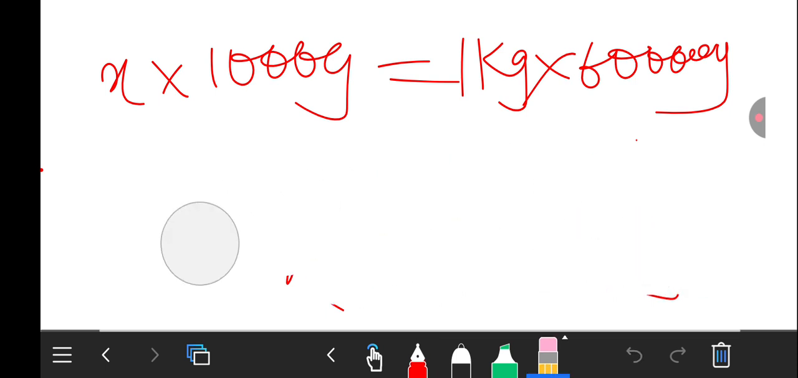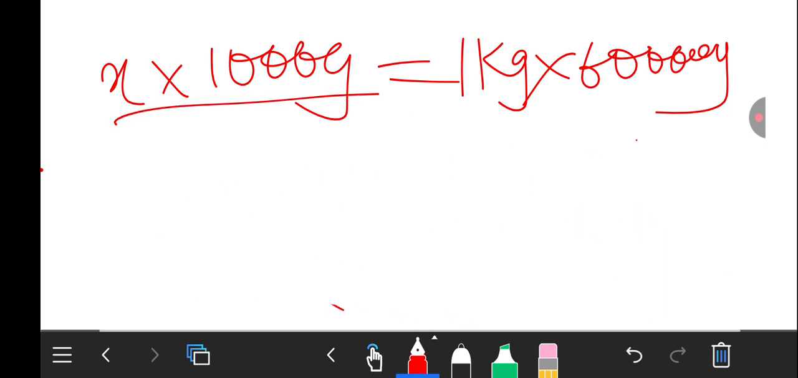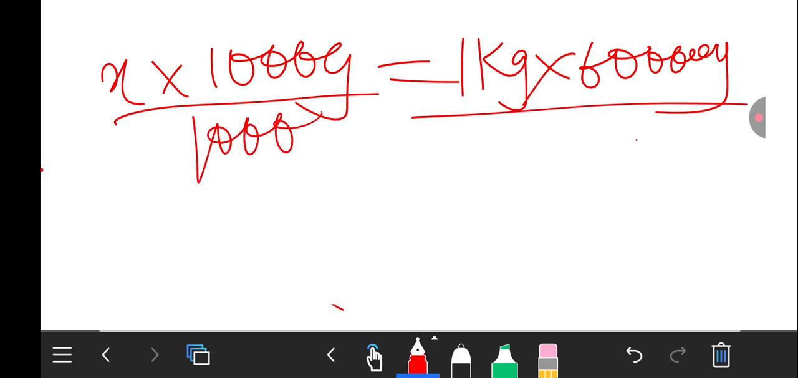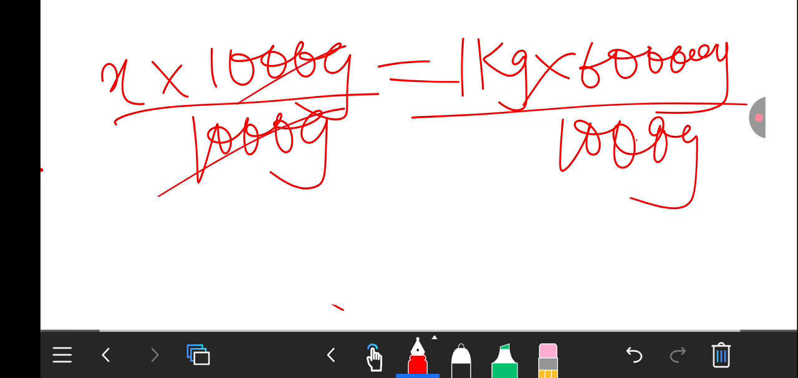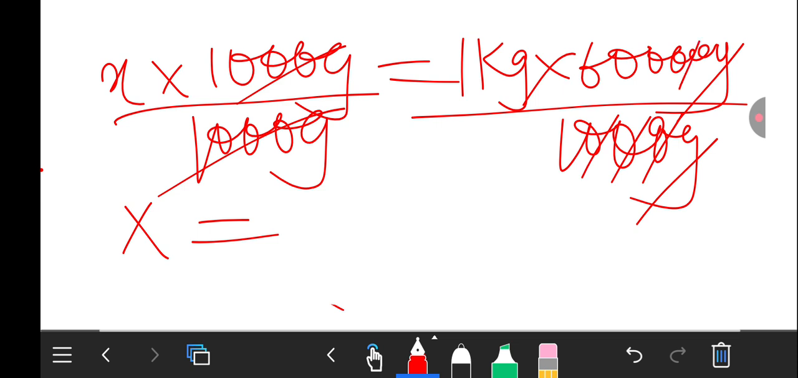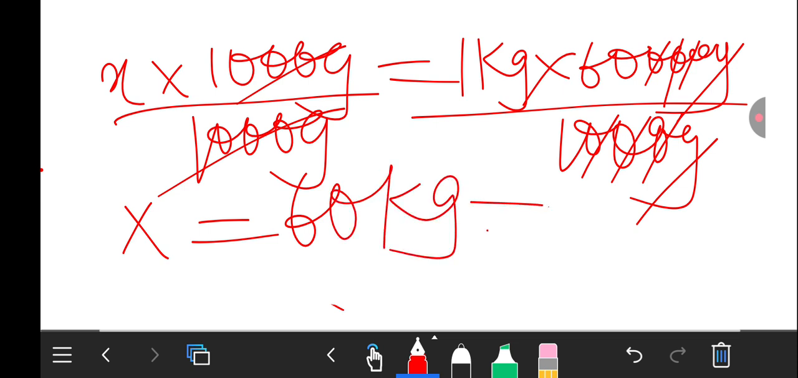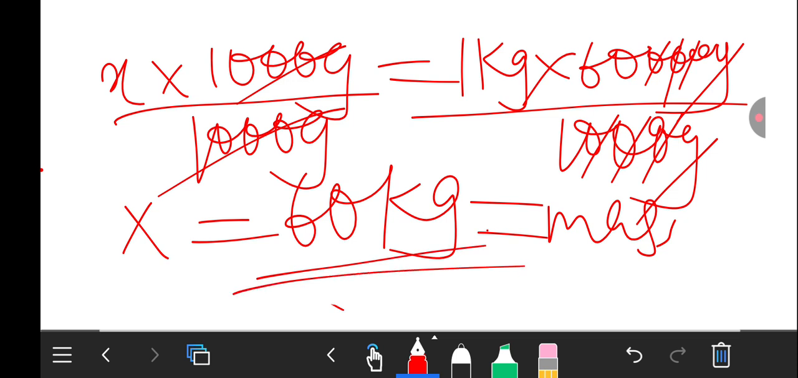So to find the value of x, we're going to divide on both sides by 1,000 grams. Grams and grams will cancel. We cancel 3 zeros on top, also 1, 2, 3. We're going to remain with 60 by 1 kg. So we'll have 60 kg. So 60 kg is the mass. We've converted this mass. So always make sure that you convert the units to their SI units. Mass, the SI unit is kilograms.